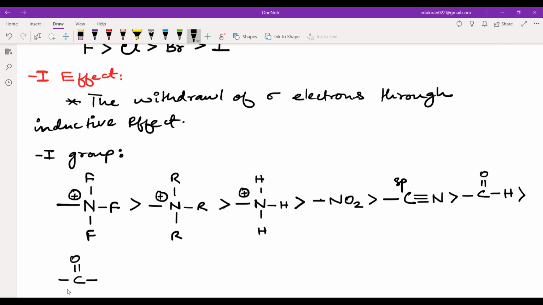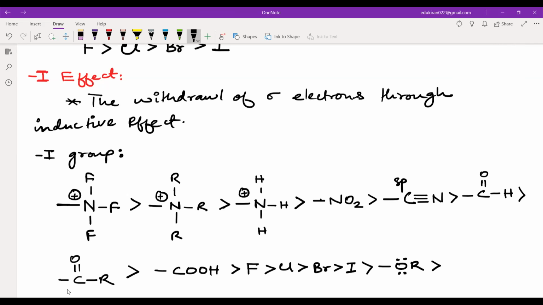Okay, a ketonic group. Let me say this is R. Then it will be followed by a carboxylic acid group, COOH. This will be followed by the halogens: fluorine, chlorine, bromine, iodine. Now after that, you will have the OR group, that is the ether group. This will be followed by what? OH.